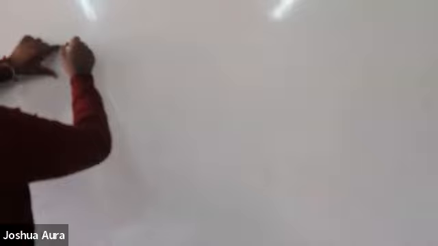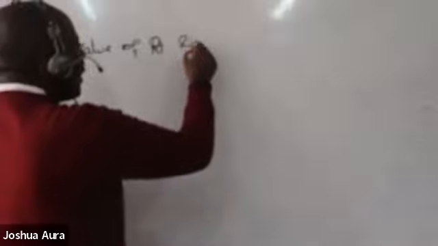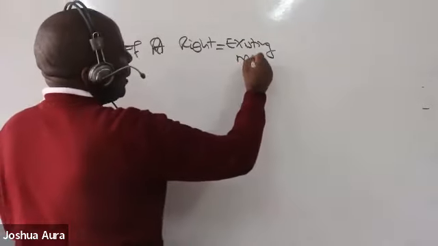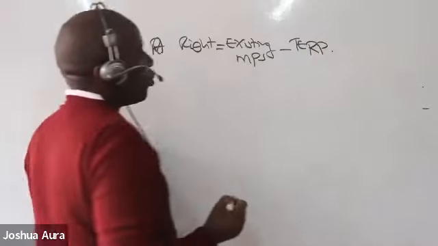Now let's go to number 3. The theoretical value of each right. Now, ladies and gentlemen, how do we get the theoretical value? We call it the value of a right. This is very easy. You simply take the existing MPS minus the TERP. Existing MPS minus the TERP.